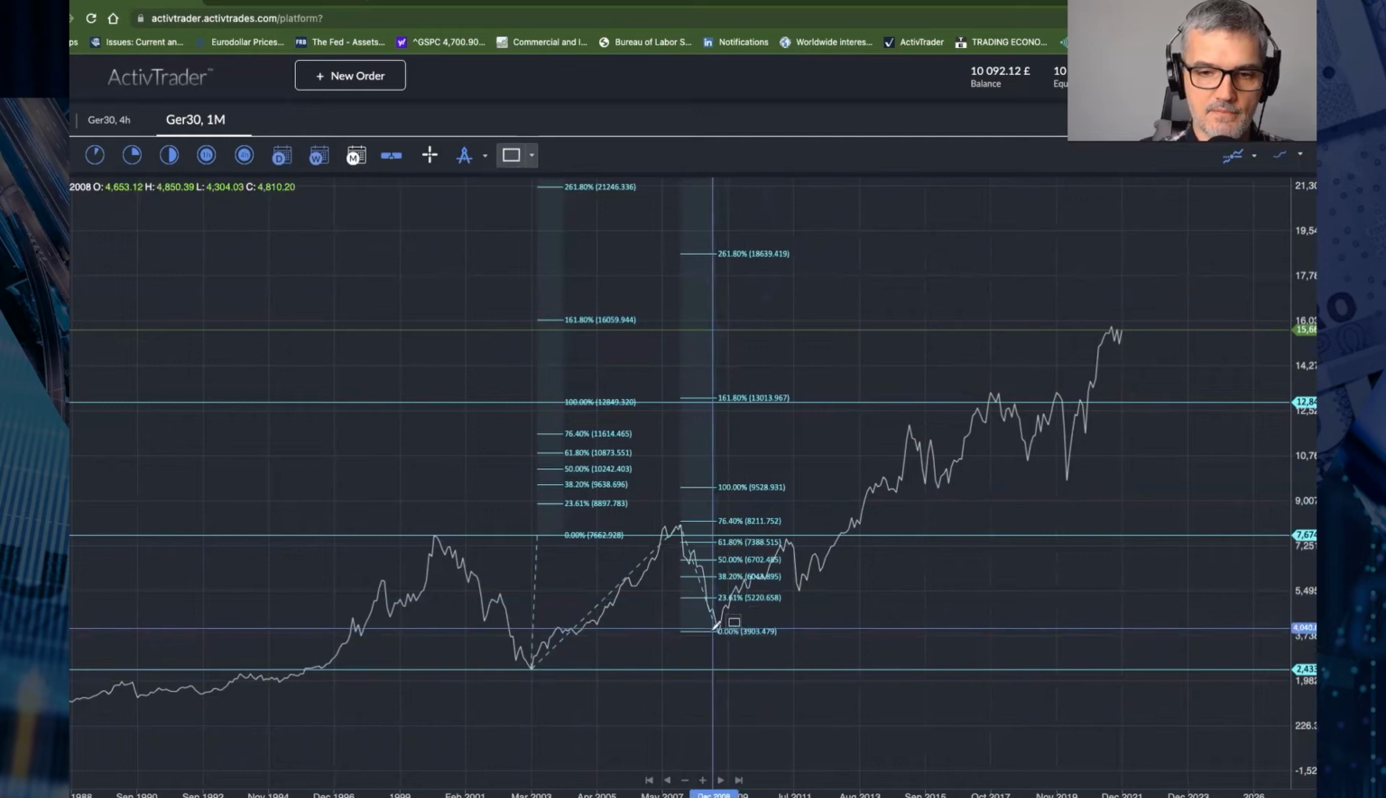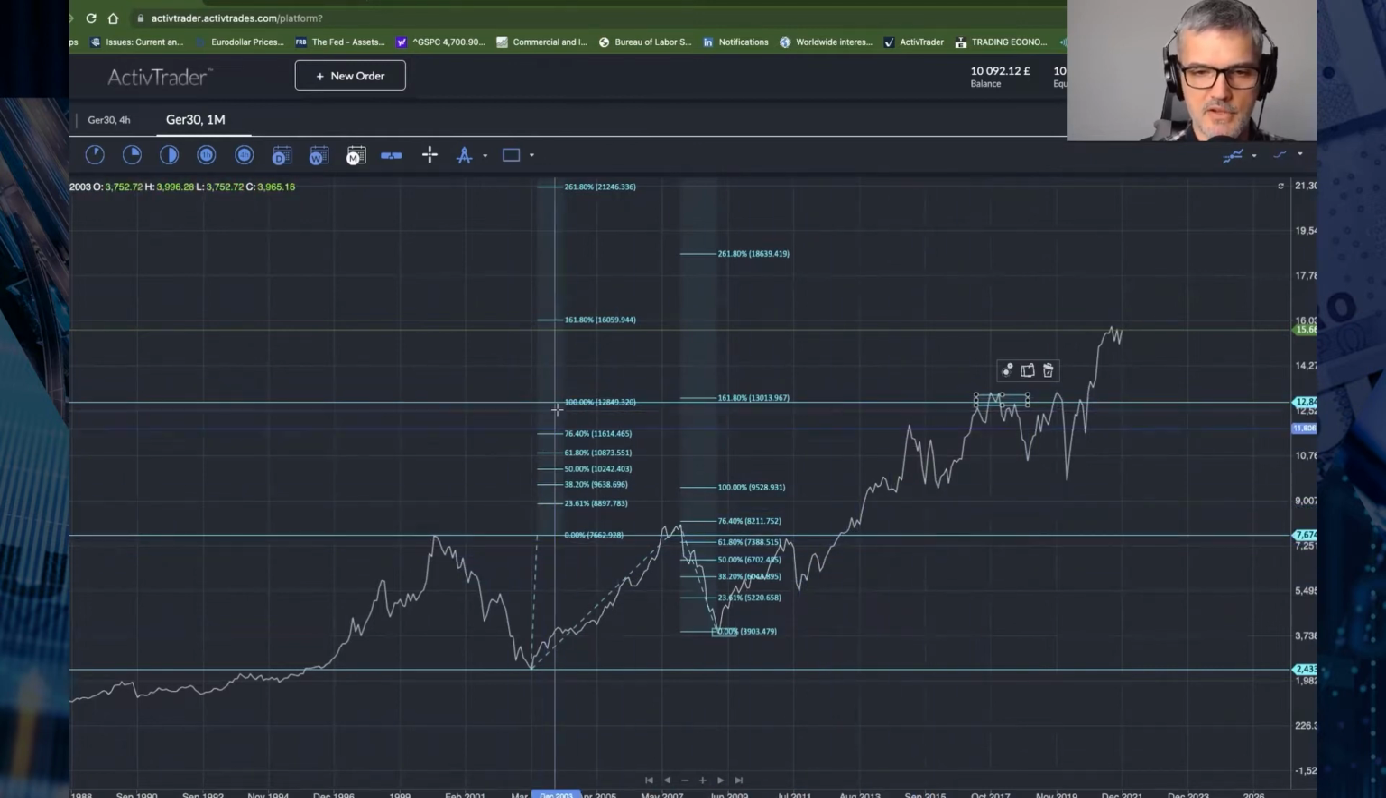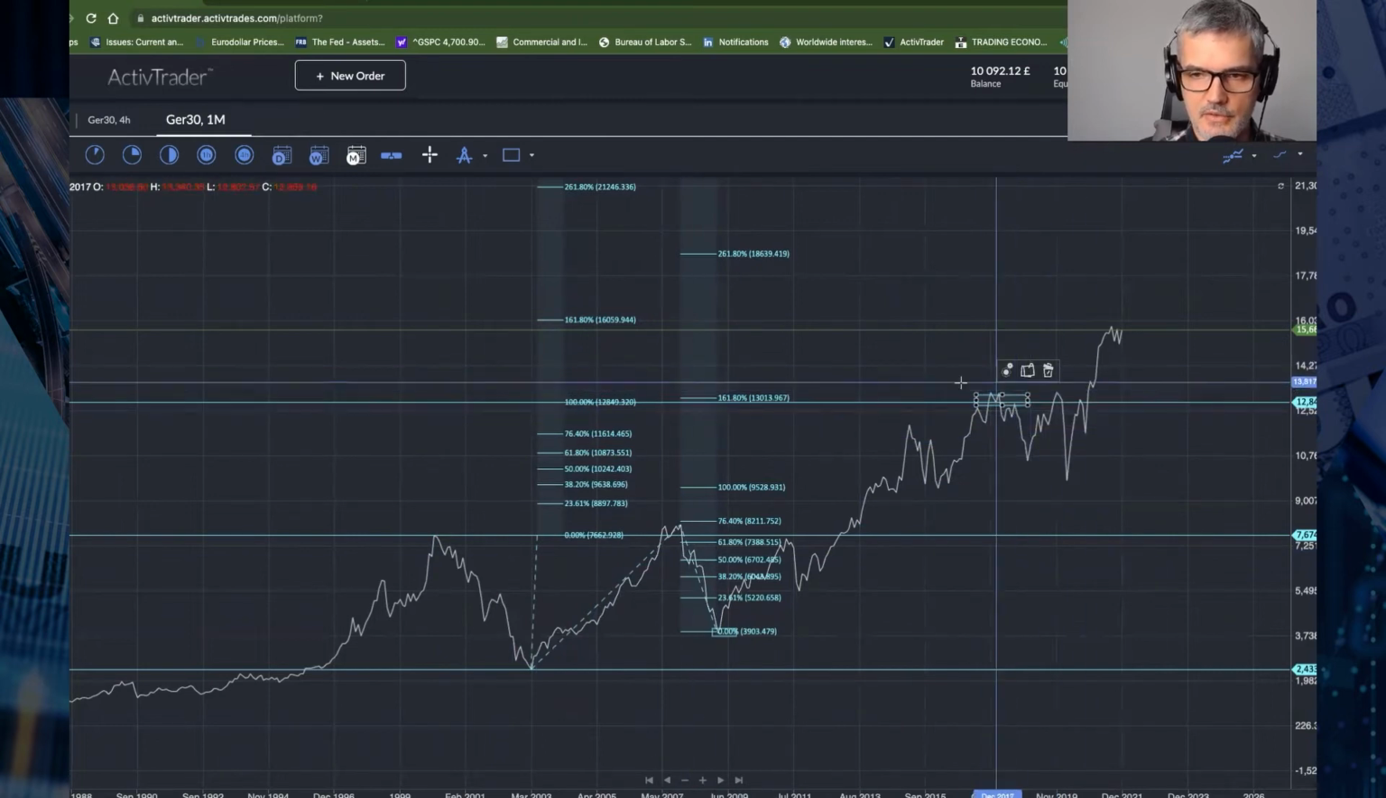If you had got in at 3,900, that'd be amazing, obviously. But if you were just to buy the breakout, then you've got some sort of measured move of that range to look forward to, or this Fibonacci extension to look forward to.